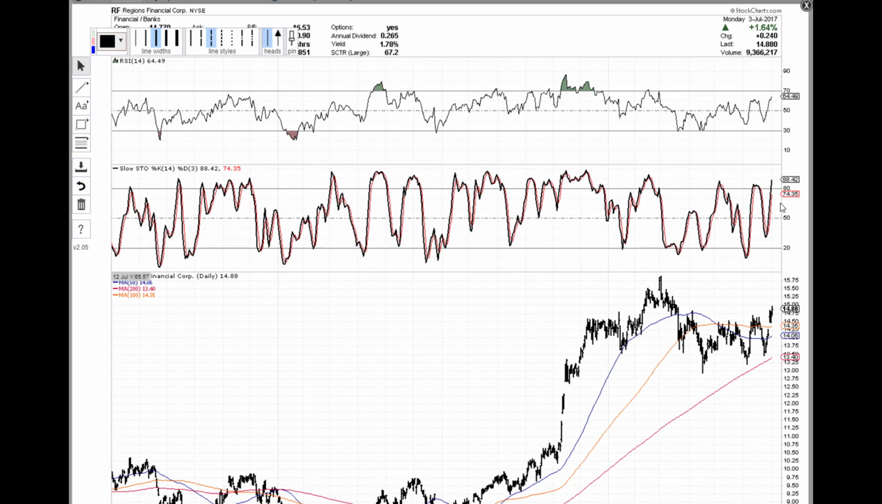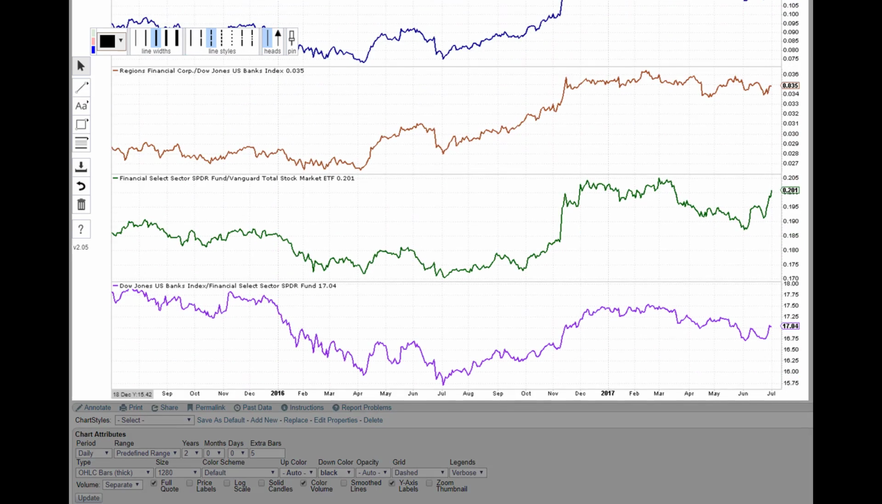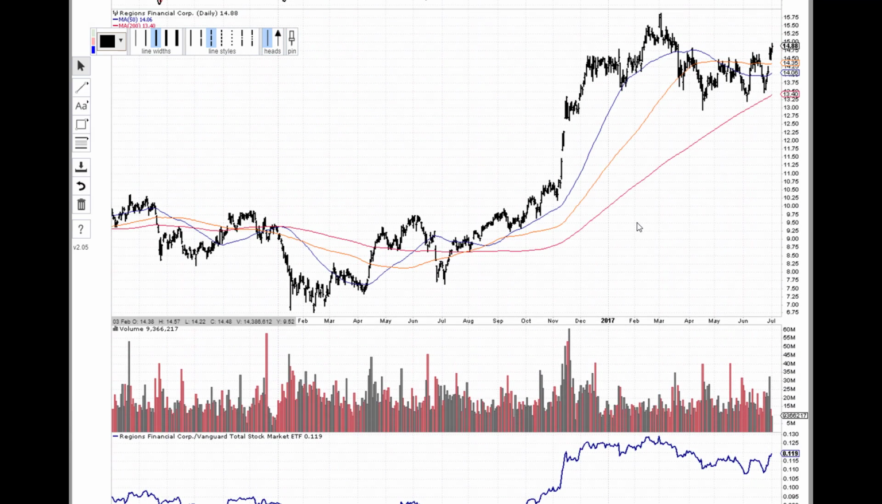My name is Jameson. We're looking at a daily vertical bar chart of Regions Financial Corp. The ticker is RF. We're actually looking at a 2-year daily chart, and I needed to zoom out because I needed to identify the trend that's present.